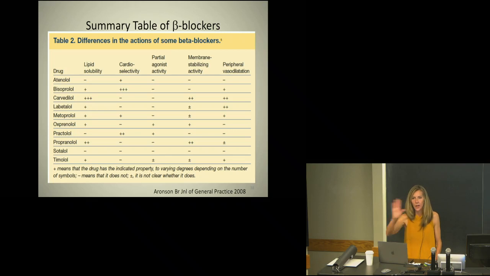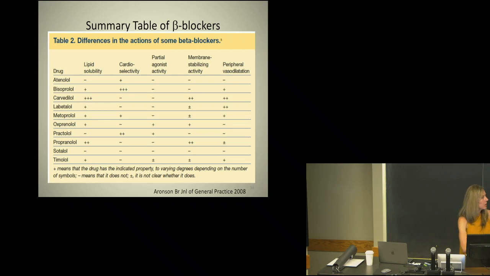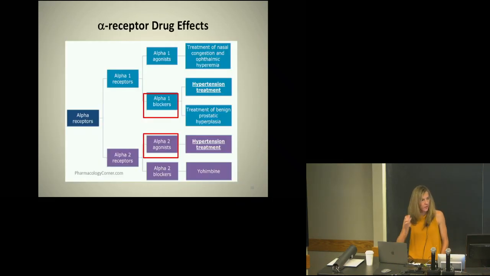Again, this is an FYI table. It's kind of summarizing these different properties that I've talked about and why you would pick one drug over the other drugs. This timolol here at the bottom is a topical beta blocker. I've never seen it used otherwise. Okay. So that's the beta blockers. Any questions on those?